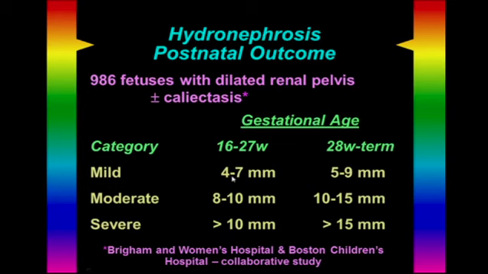We classified it as mild when it was 4 to 7 up to 27 weeks gestation and 5 to 9 at 28 weeks to term. We classified it as moderate when it was 8 to 10 from 16 to 27 weeks, or 10 to 15 from 28 weeks to term, and severe when the AP dimension of the renal pelvis measures more than 10 before 27 weeks gestation and more than 15 after that. This was a collaborative study between us at Brigham and Women's Hospital and the Boston Children's Hospital.